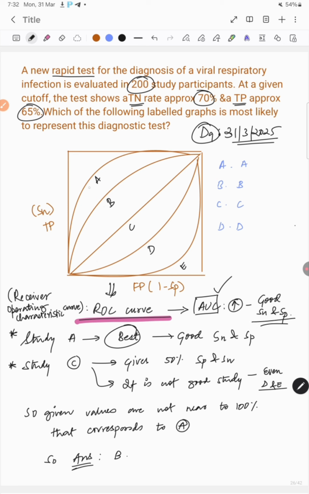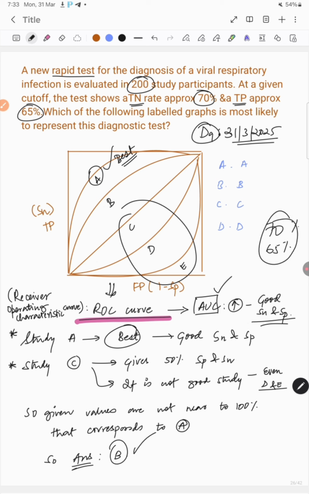In the given diagram, A has the ideal or best sensitivity, then B, then C, D, E are bad. Why? Because they are downward curves. They are not giving good specificity and sensitivity. In the given data, it is 75 and 65%, so they are not near 100, 80 or 90. So you take B as the ideal value. Here B is the answer.